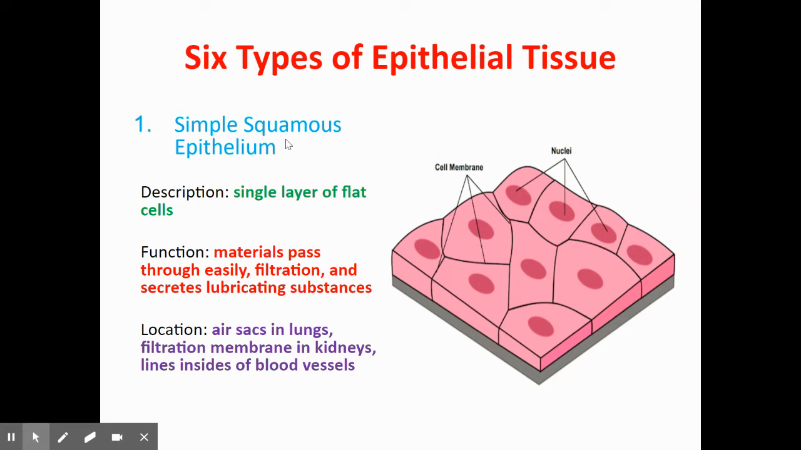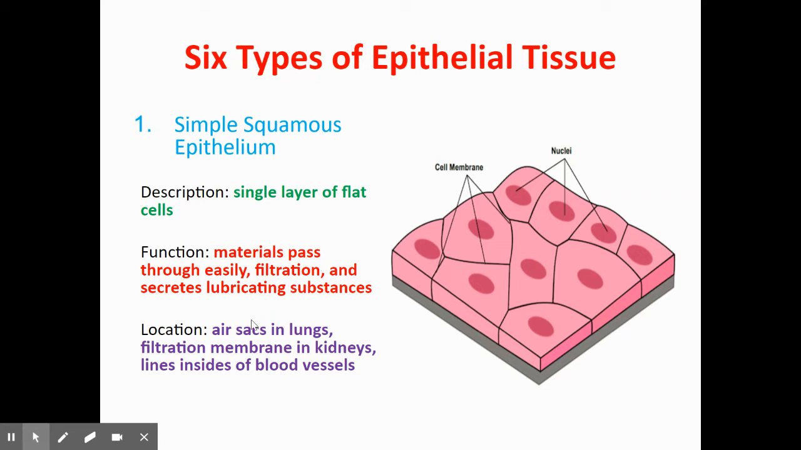If materials have to go through, it's very easy to pass through because the cell is only one layer thick. Any type of processes like filtration, which we're going to see in the kidney, where you have substances that have to be filtered out of the blood that's going through your kidneys. These are areas where you're going to have simple squamous tissue.